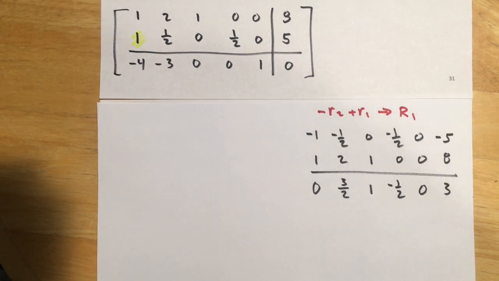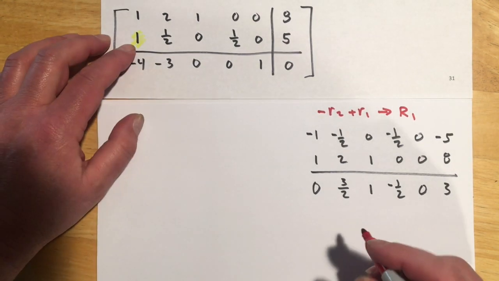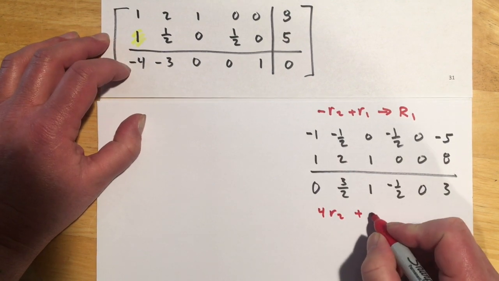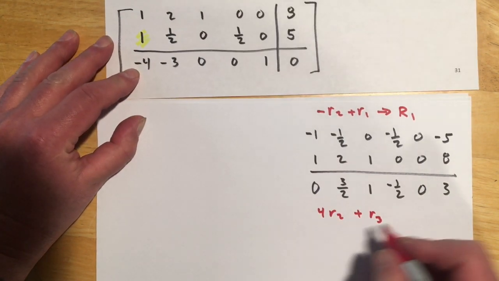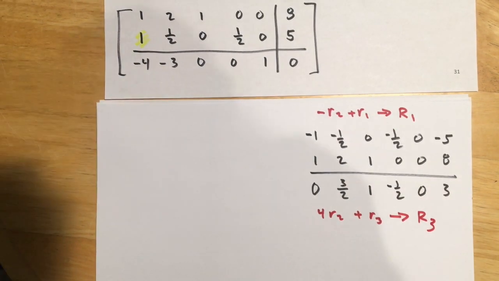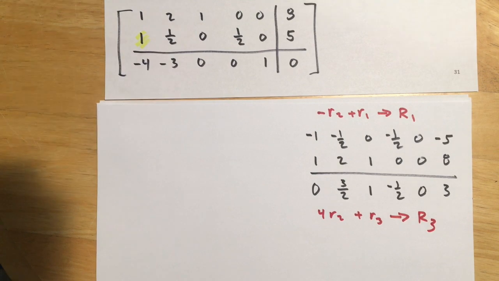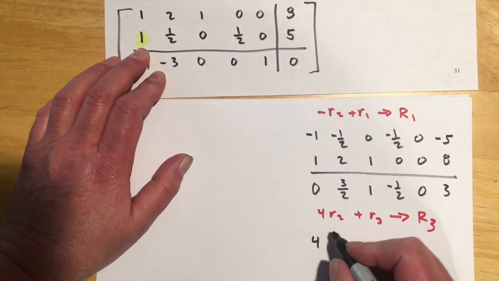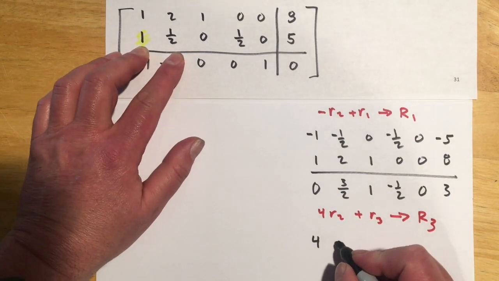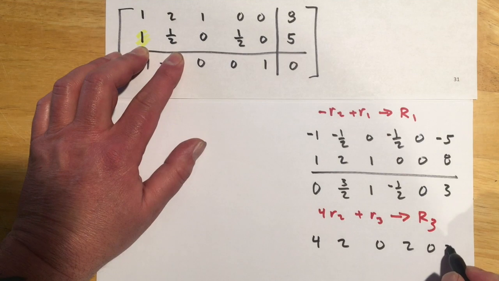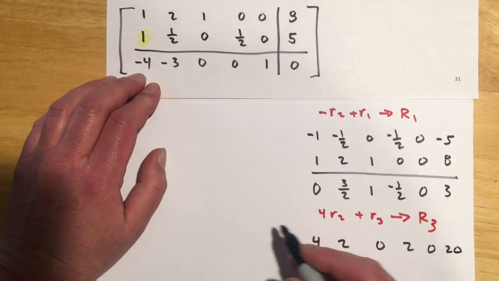And then I'm going to go 4 times row 2. And I'll add that to row 3. That's going to knock out that negative 4 and get me a 0. And that will make my new row 3. So 4 times row 1 will be 4, half of 4 will be 2, 0, 2, 0, and then 4 times 5 for 20. And then row 3.